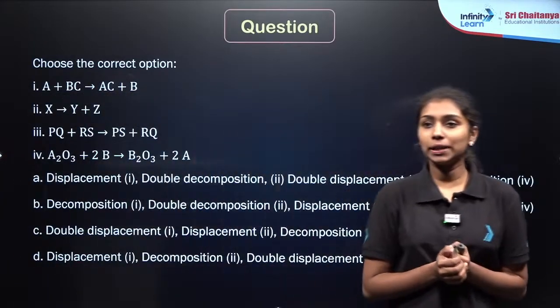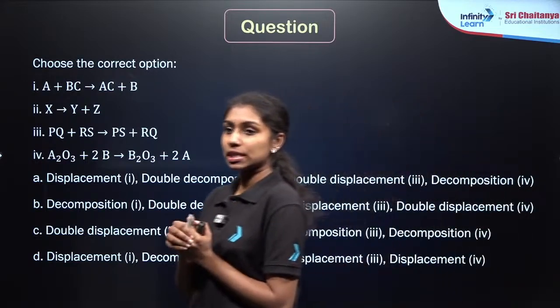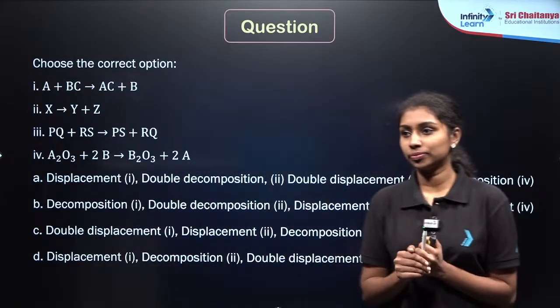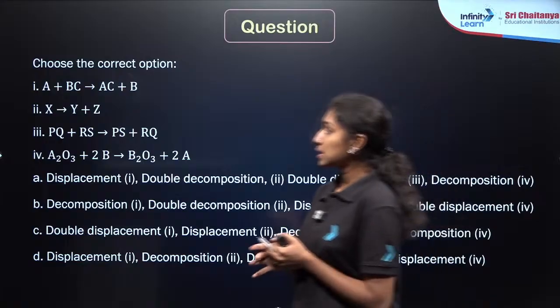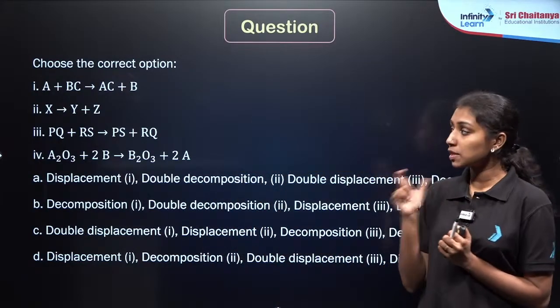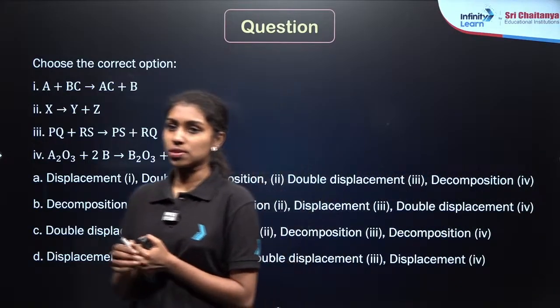You read the question properly. This is the first question. We must have studied in the chapter chemical reactions and equations about the different types of reactions, right? So based on that idea, you need to give the answer for this question. Choose the correct option. 4 different reactions are given here. We need to identify the specific names for all of the reactions. I hope you understand the question.